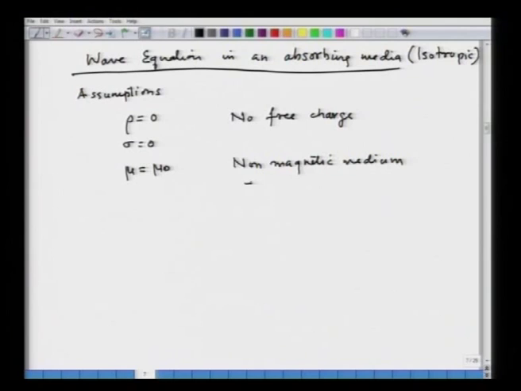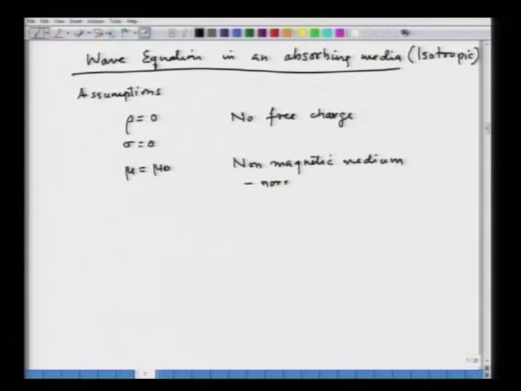Now, this is not a bad assumption, because at the optical frequency, most of the mediums are not magnetic. Even the magnetic materials at a high frequency of optical wave, the magnetic activity cannot take place. Hence, normally this is true for most materials, that materials do not show magnetic properties at optical frequency. So, normally true for optical frequencies.